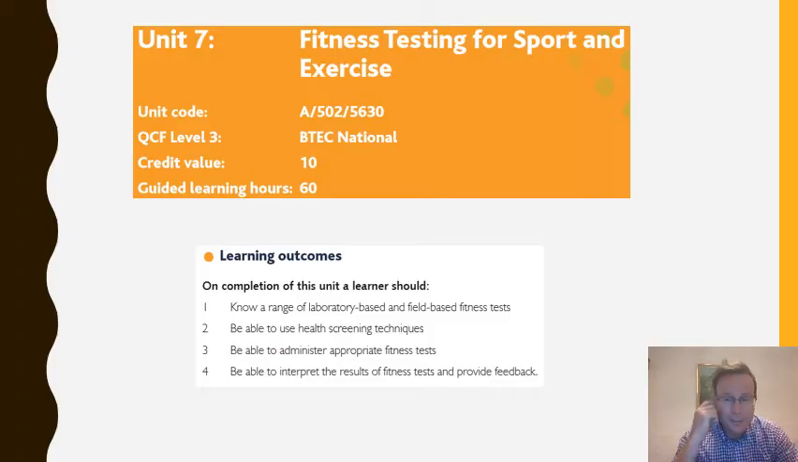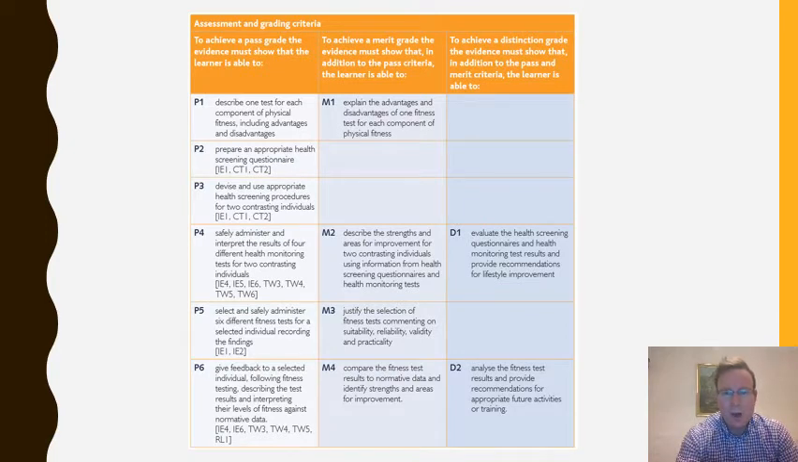As we've been through before, it's Unit 7. This is your first of 9 units, and this is the first learning outcome, which is to know a range of laboratory-based and field-based fitness tests. In the overall qualification, this one just covers P1 and M1, so the most you can get is a merit out of this assignment.